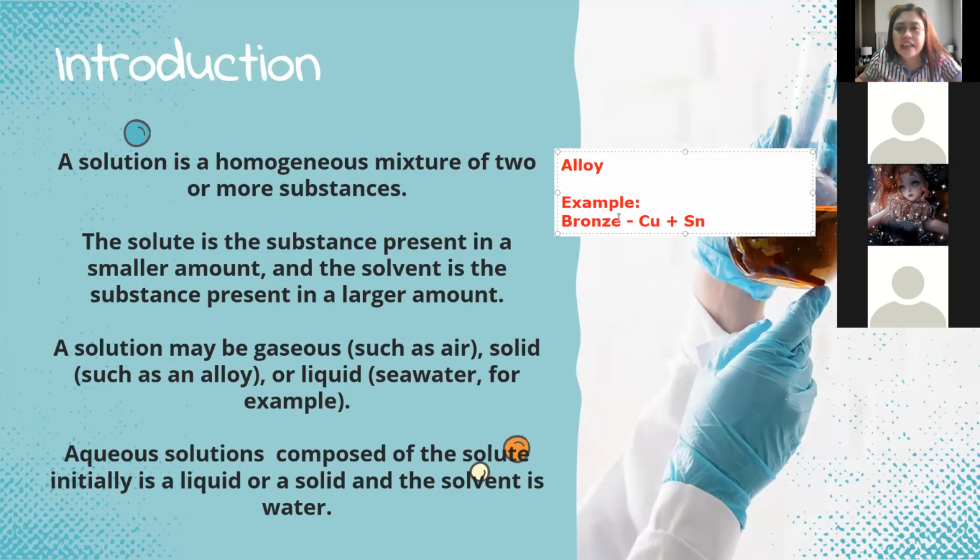Okay? And then aside from that, we also have the brass. So that's another type of alloy, the brass. This time it's a combination of copper and zinc. Yan yung combination ni brass. Okay? So again, those are examples of an alloy. They are solid solutions. They are homogeneous mixtures.